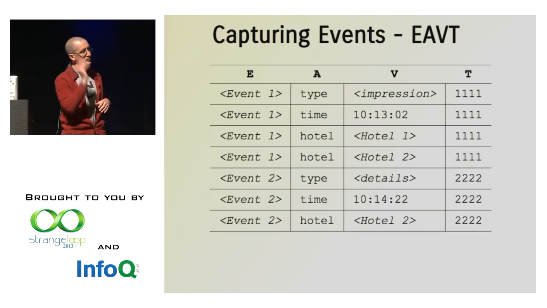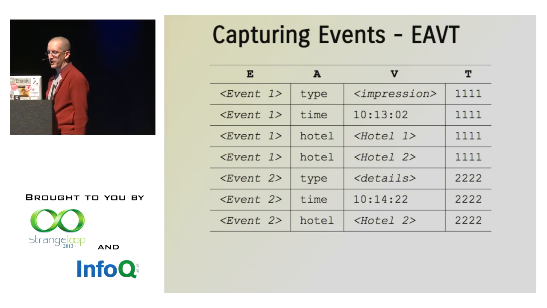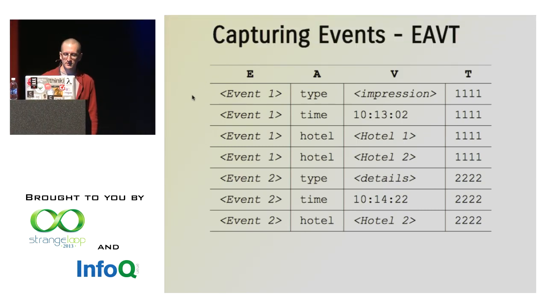This is just to visualize it a little bit better. You can see we've got our datums. Each one of these rows is effectively a datum. And you can see in the EAVT index, we sort first by E, so all the datums about the event one entity come together, and then all the datums about the event two entity come together, and then we sort by A, and then by V, and then by T.